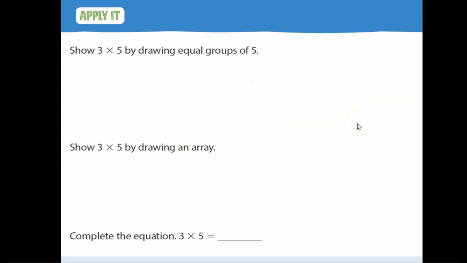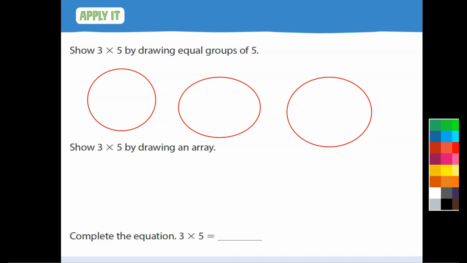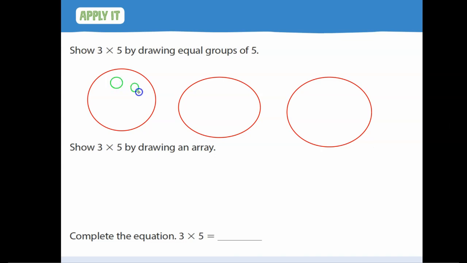Just find somewhere in your book to do this, okay? So it says show 3 times 5 by drawing equal groups. So am I drawing an array? No, just equal groups. So 3 times 5. Somebody told me that I needed 3 groups, right? And how many in each group? 5. 1, 2, 3, 4, 5. 1, 2, 3, 4, 5. 1, 2, 3, 4, 5. Yes? Okie dokie.